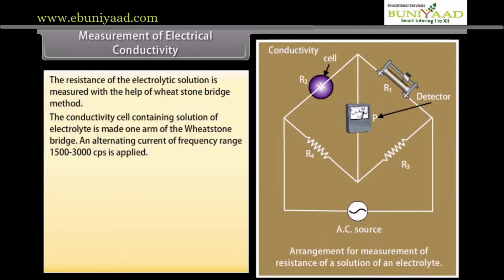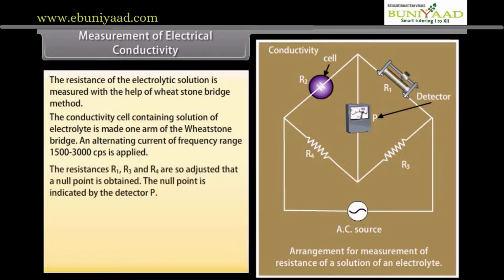Direct current is not used here because it causes electrolysis and results in a change in concentration of the electrolytic solution near the electrodes, resulting in polarization effects. The resistances R1, R3 and R4 are so adjusted that a null point is obtained. The null point is indicated by the detector P.